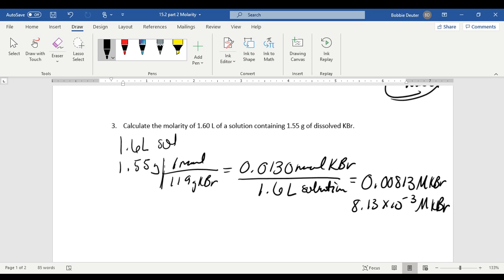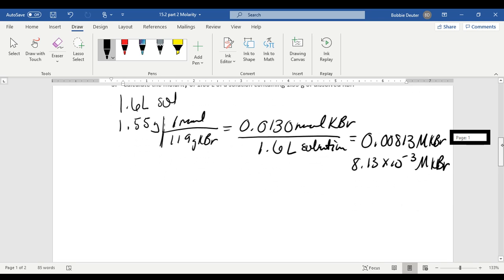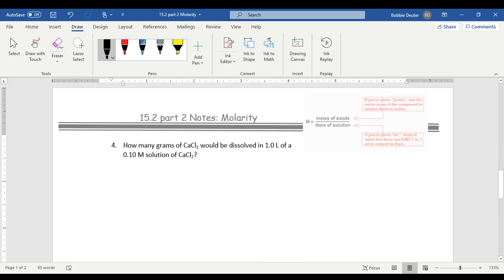A lot of times when I'm preparing a solution, I know the molarity of the solution I need to make, and then I have to determine how many grams I'm going to put in. So that's what this equation is going to do. So we're going to look at how many grams we now need if we're given the molarity of the solution. Well, we just want to simply work it backwards. 0.10 molar of CaCl2, so that's our concentration.